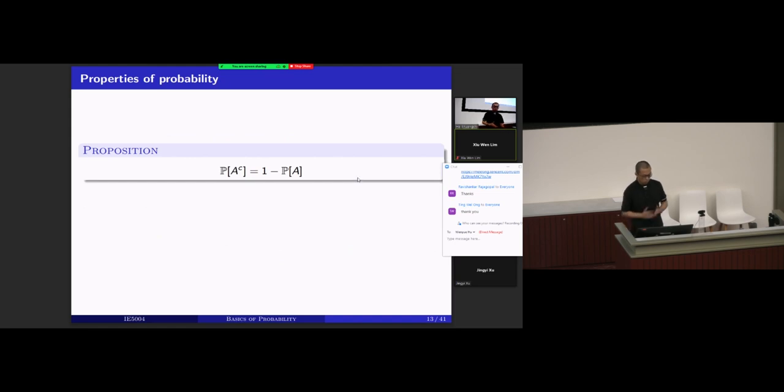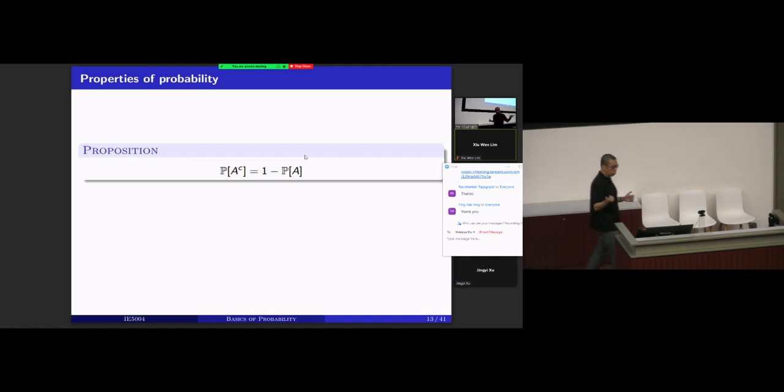So another property is that the probability of the complement of an event should be equal to 1 minus the probability of this event. How do I understand this? Actually, this is also very straightforward. Maybe let's first think of what this probability of A means. We know that it can be interpreted as the long-run relative frequency of the occurrence of A.